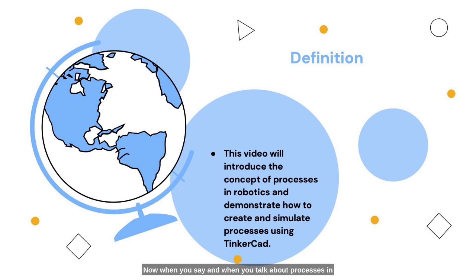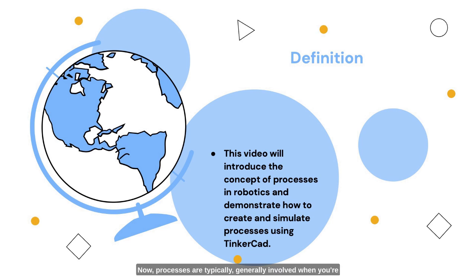Now, when you talk about processes in general, any sort of process needs to have a couple of very important things. Those can be the start, the end, and the main process itself. We need to figure out what all these things are, and we're also going to see what different processes there are.